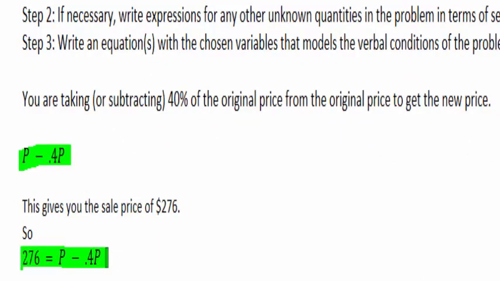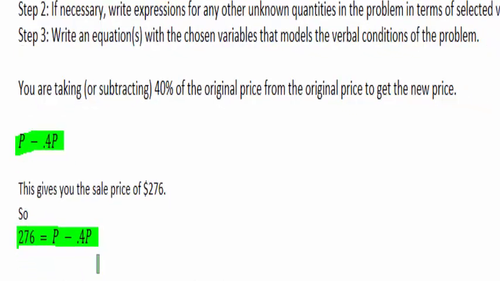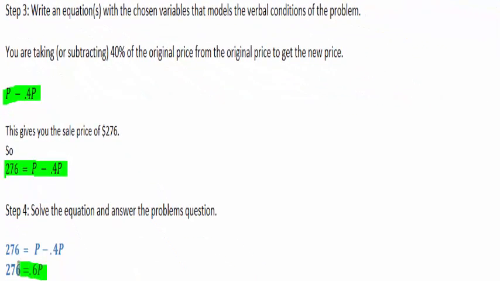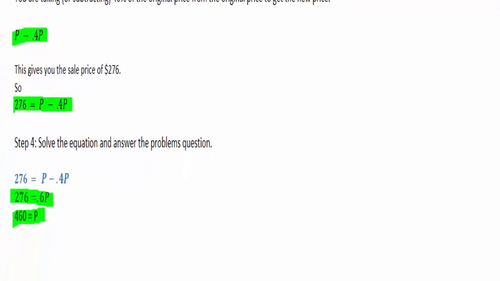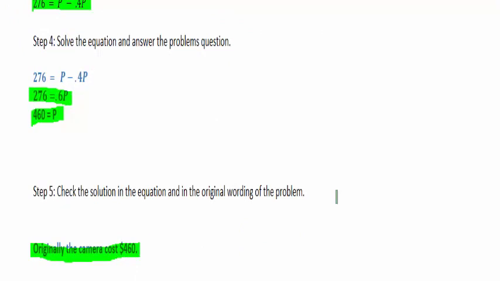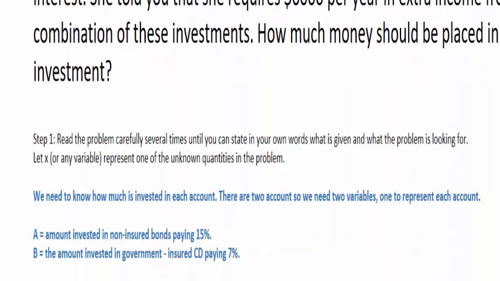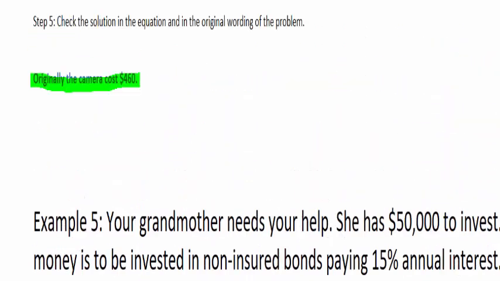So now all I have to do is solve that. P minus 0.4P is 0.6P, and dividing by 0.6 I get $460, which means that originally the camera cost $460. And you would want to realize that obviously that original cost is more than the sale cost, so double check that, and it is.